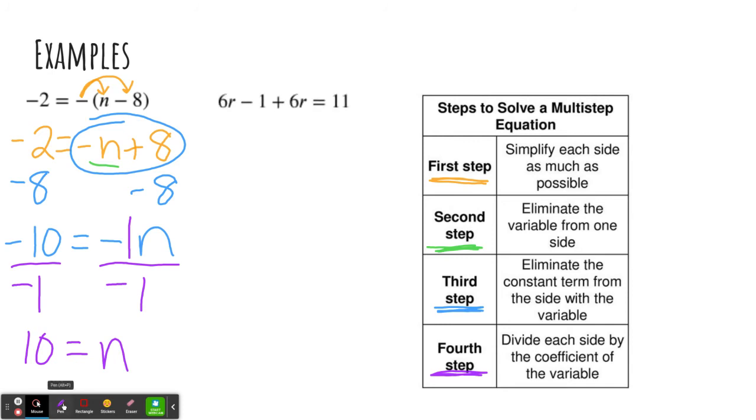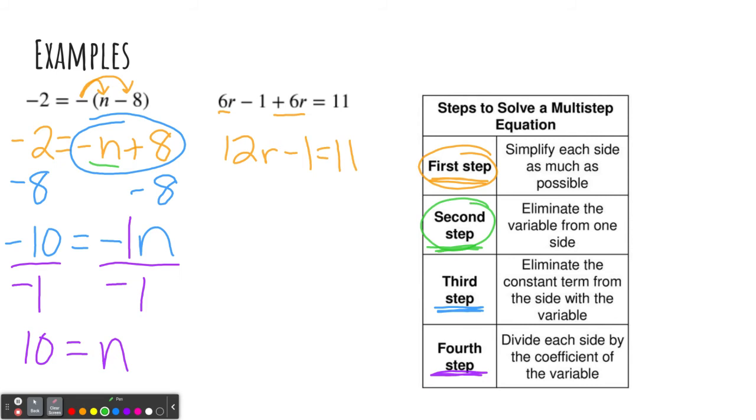Here's another example. I'm going to start with my first step, simplifying each side as much as possible. I'm going to be simplifying or cleaning up the left side. I see some like terms. I have 6r plus 6r. 6r plus 6r can be written as 12r. I'm going to bring down that -1 equals 11. Already this is looking much cleaner.